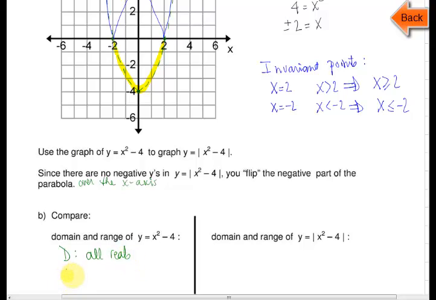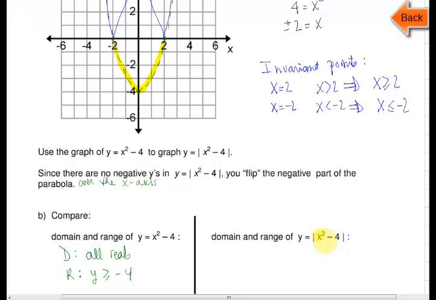All right, and our range, well that's everything above where y is equal to negative 4, so we say y is greater than or equal to negative 4. All right, and then let's do the domain and range for our absolute value function.